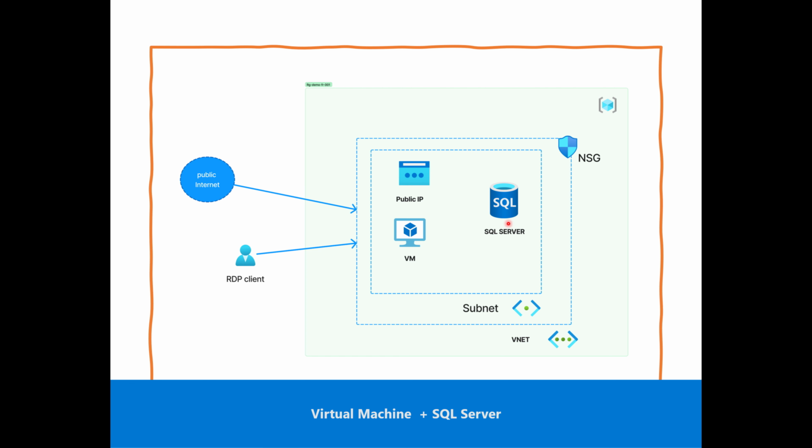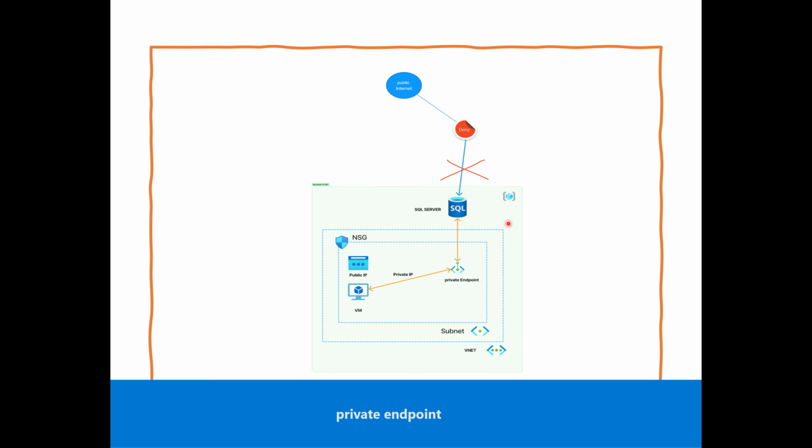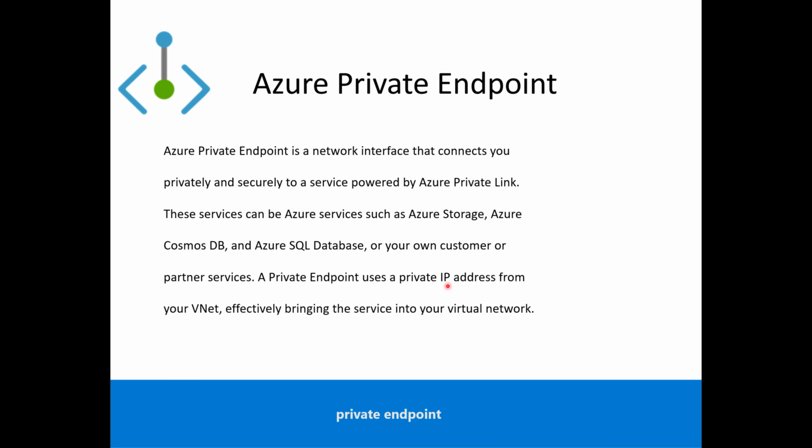So a better way is to deny the public internet access and also the access from the full subnet or virtual network to this SQL server, and create a private endpoint, so that our virtual machine will connect to that SQL server only through this private IP. Before going to the demo, let's understand what a private endpoint is.